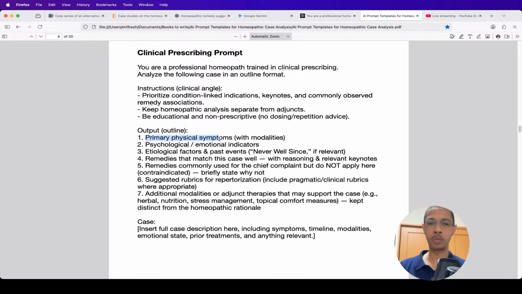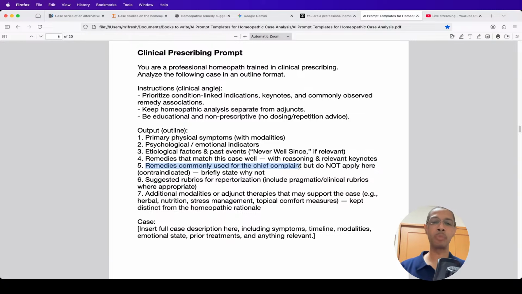So I want it to give us the primary physical symptoms with modalities, psychological and emotional indicators, etiological factors and past events, if they're relevant, if they're included. You might not have some of that. Then give me the remedies that match the case with reasoning and keynotes. Also, give me remedies commonly used for the chief complaint, but that don't apply here. You want things that are contraindicated. This is to give you more information, right? To help you decide one way or the other.